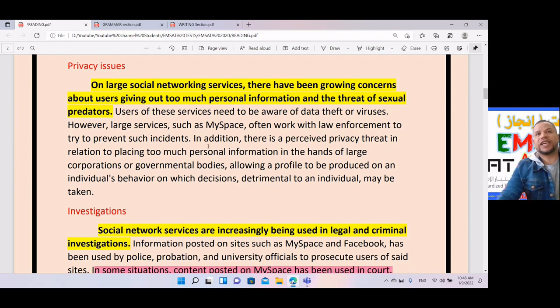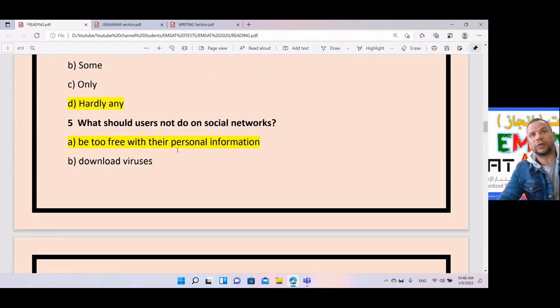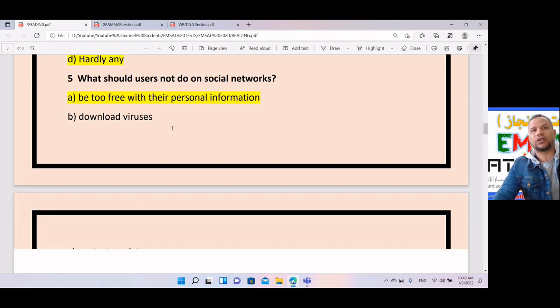Look at the example here. In addition, there is a perceived privacy threat in relation to placing too much personal information in the hands of large corporations or governmental bodies. So they are not free to give information as if it were a safe place. This is one of the bad effects people have to face. They have to put personal information in the hands of maybe corporations, governmental bodies, and so on. So the answer is to be free with their personal information. They shouldn't do that on the social network.